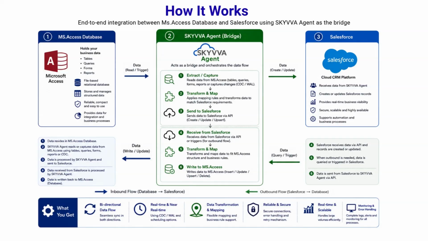What you get? With the SKYVVA agent, you get bidirectional data synchronization, flexible scheduled integration, data transformation and mapping, secure and reliable processing, and monitoring with error handling. This helps reduce manual data entry and keeps Microsoft Access and Salesforce synchronized efficiently.